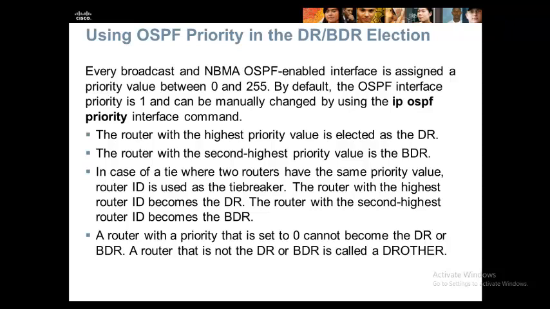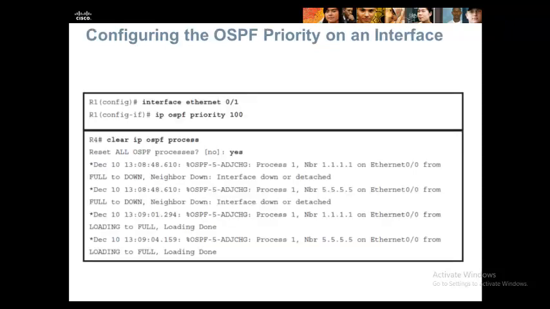This is the command to set priority. We go under the interface and say ip ospf priority, and then we say the number. Right. And if you want it to take effect, you have to reset the OSPF process so that this router can become a DR.